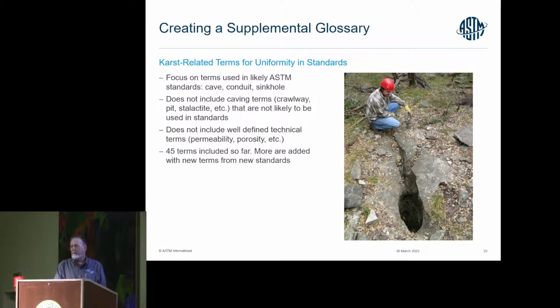And we aren't going to be including well-defined terms that are used in the rest of the D18, like permeability, porosity, terms that are already defined. Right now, we have 45 terms. I've got a couple more to add in there. But we need to consider those, what we're going to use in new standards.